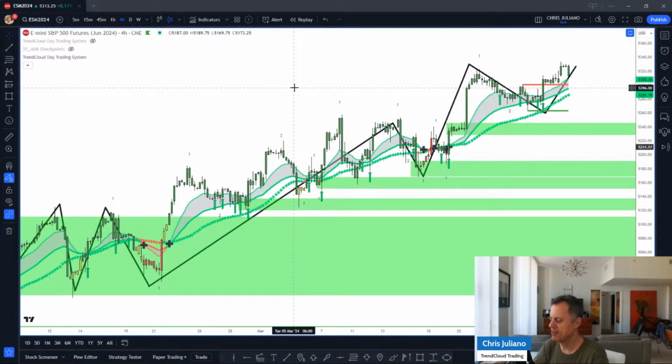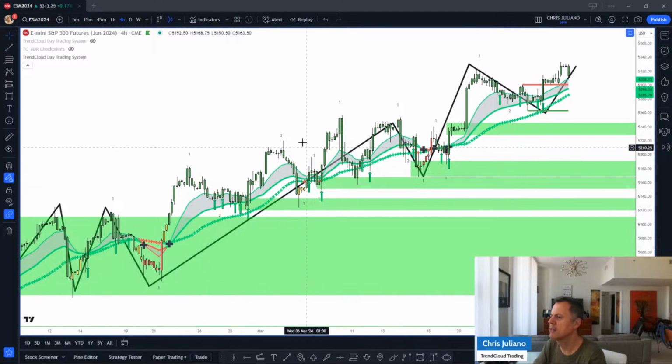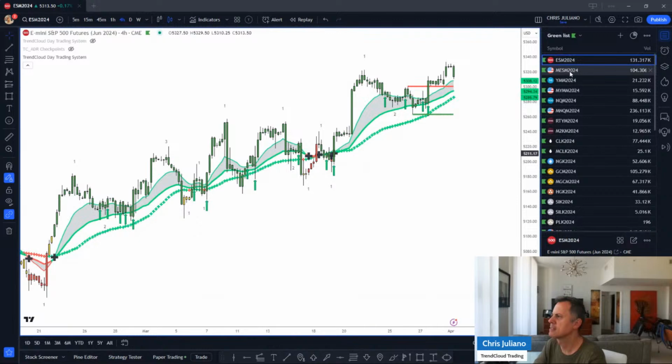So that's just a lesson in price action and identifying demand zones that actually worked. So you want to be able to draw that stuff out. Opens higher, softening inflation. All this news is going to come out. Let's take a look at the Nasdaq and see what they are all talking about.